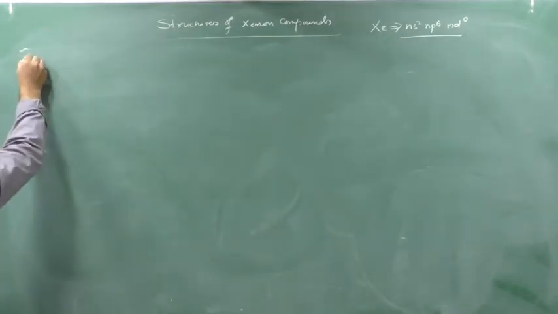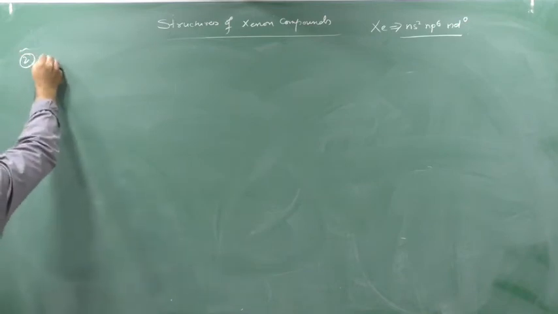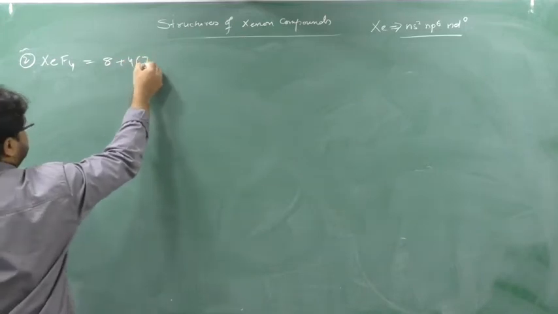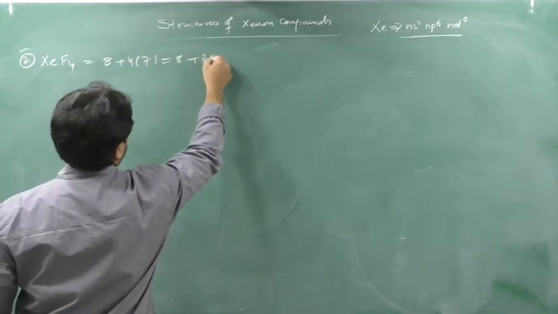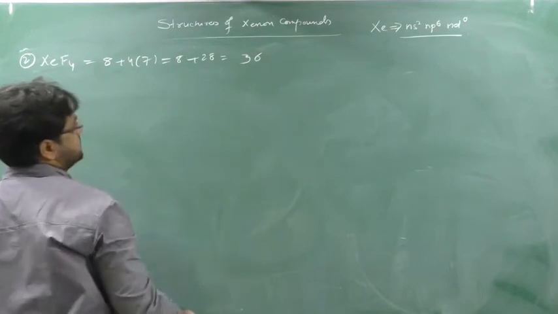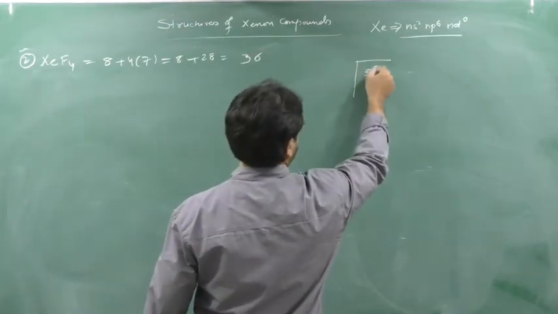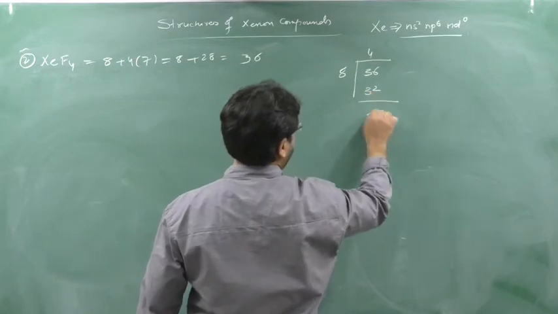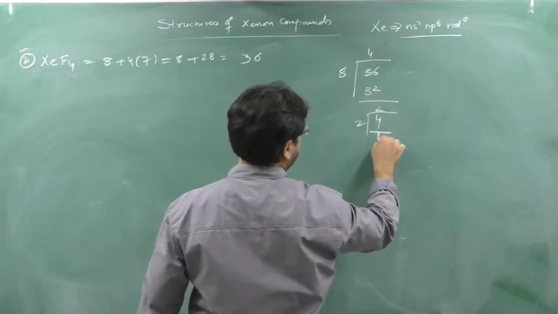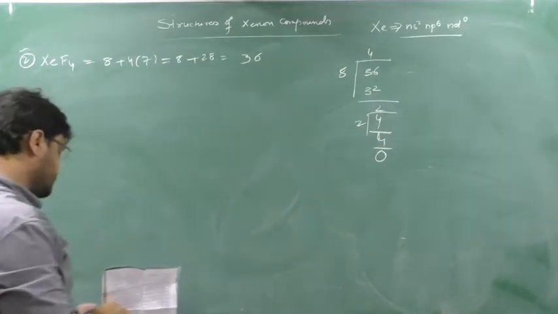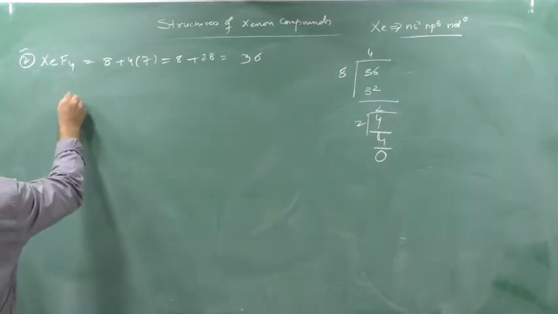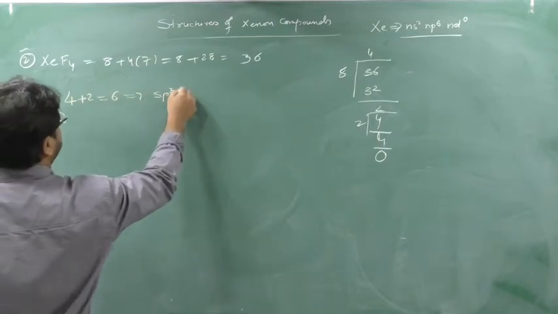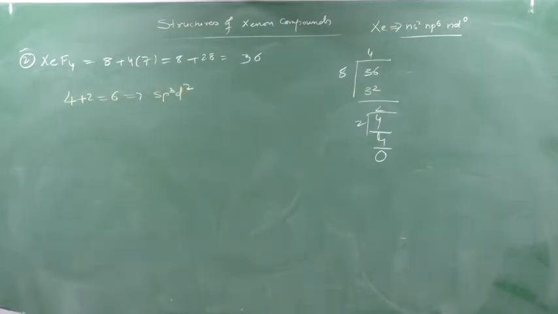Next topic, the next question is XeF4. Again, write down Xe means 8, 4 into 7 is 28, plus 8 is 36. So here 36, here 8, 4 into 8 is 32, 36 minus 32 is 4, 4 by 2 is 2, 2 lone pairs. So here 4 plus 2 is 6, yes or no? 6 means sp3d2.